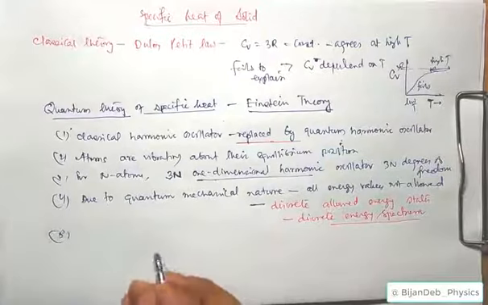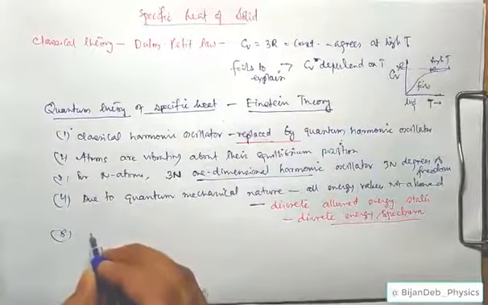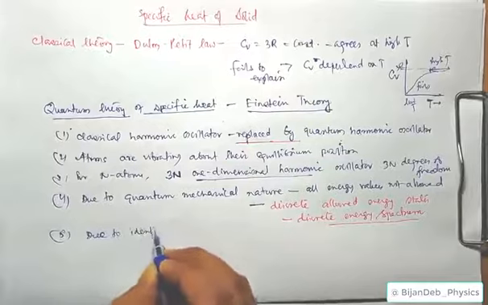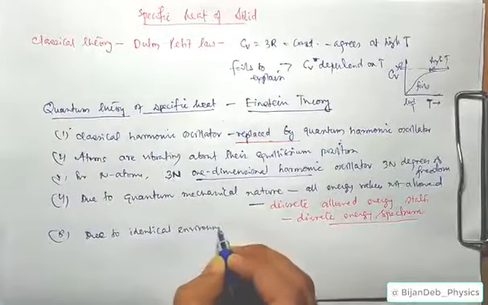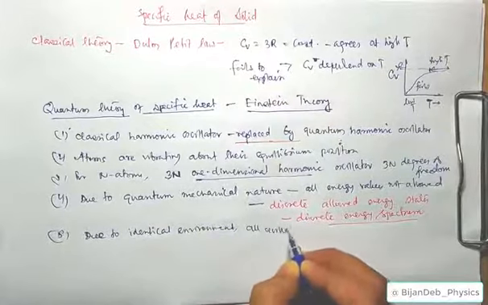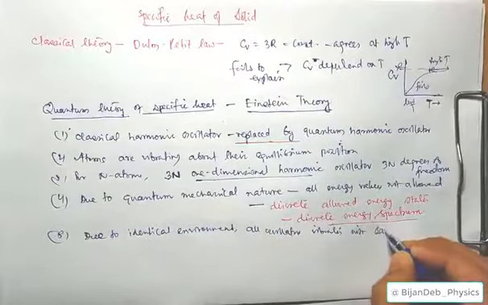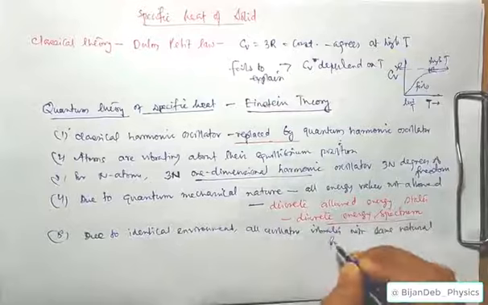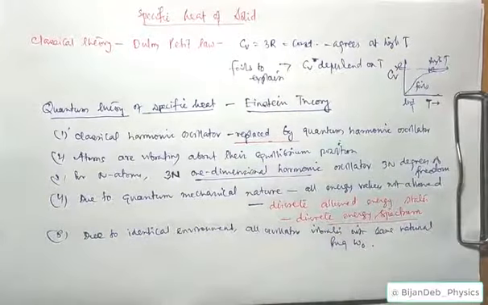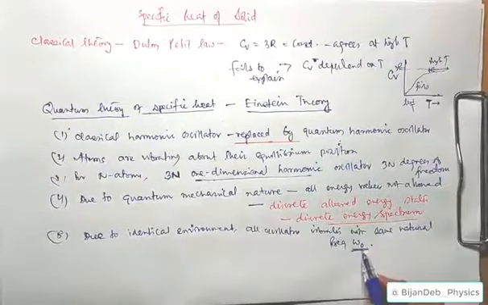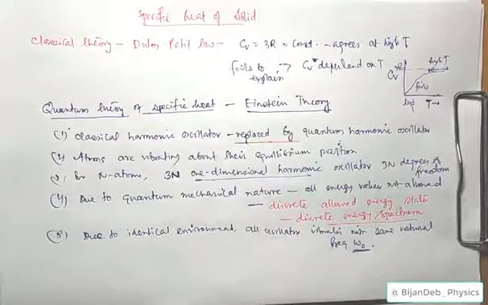Now here one of the assumptions is also taken the same as the Dulong-Petit law, that due to identical environment, all oscillators vibrate with the same natural frequency omega 0. So the frequency of vibration of the entire lattice, or all the atoms taken together, is taken to be equal to the natural frequency of the lattice. So the same frequency is considered for all the lattice vibrations. Whenever all the atoms vibrate, they vibrate at the same frequency. So these are a few of the assumptions.